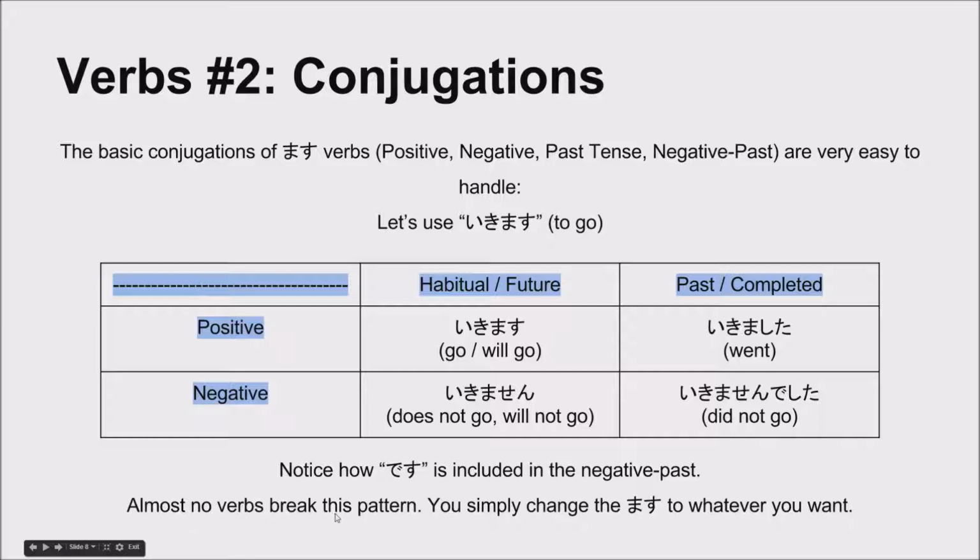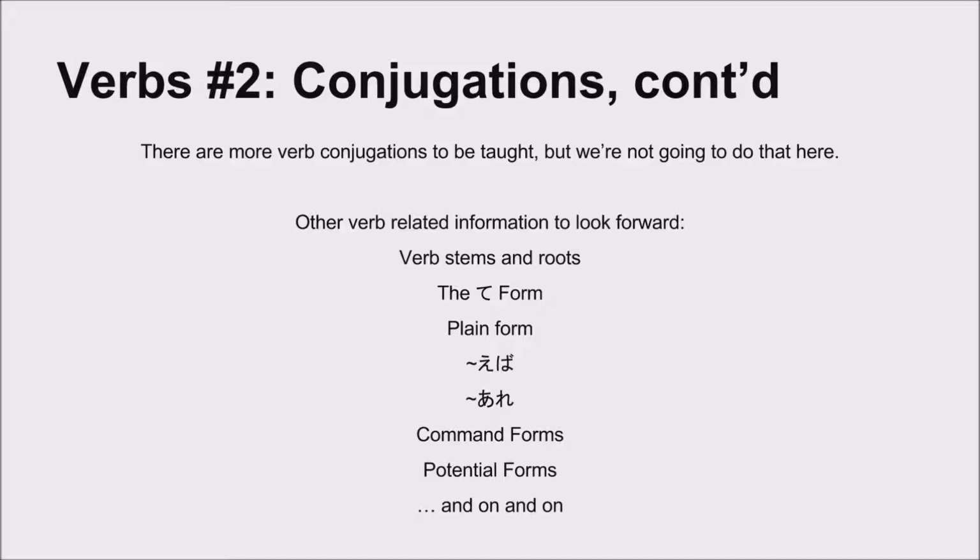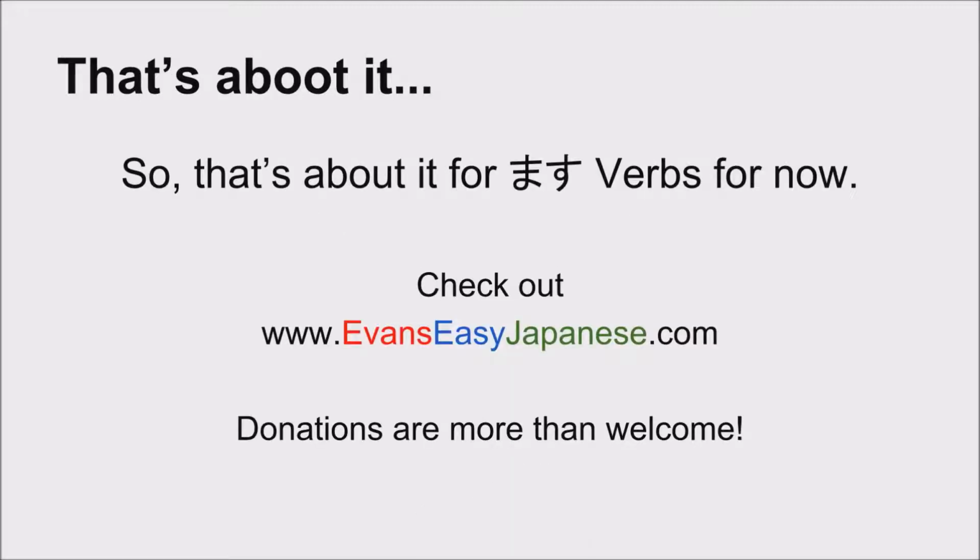Also, almost no verbs break this pattern. You simply change the mas to whatever you need it. It's either going to be mas, mashita, masen, or masen deshita. And that's how the mas form works. It's very easy to conjugate. There are more verb conjugations to be taught, but we're not going to do that here. Other verb-related information to look forward to: verb stems and verb roots, the te form, the plain form, the eba, the are, the command forms, and so on.